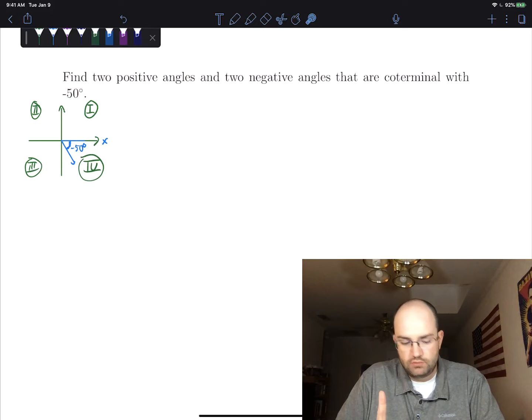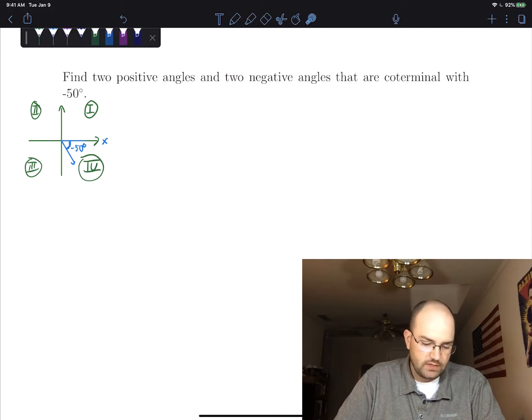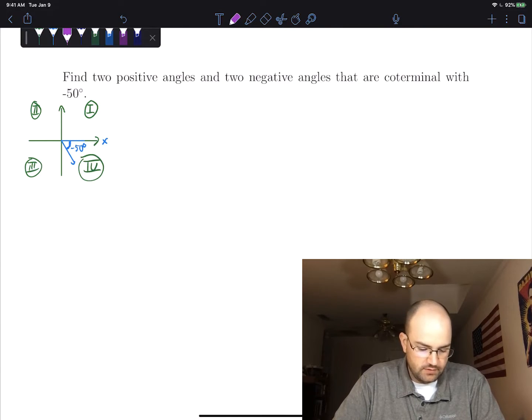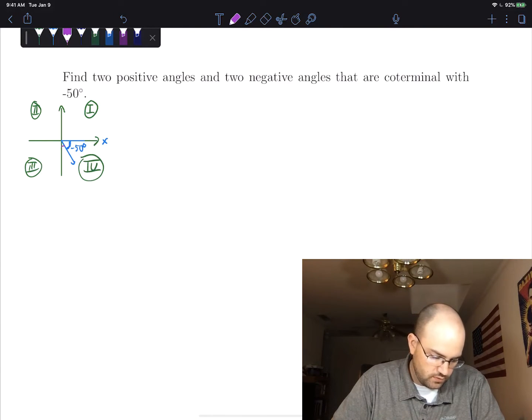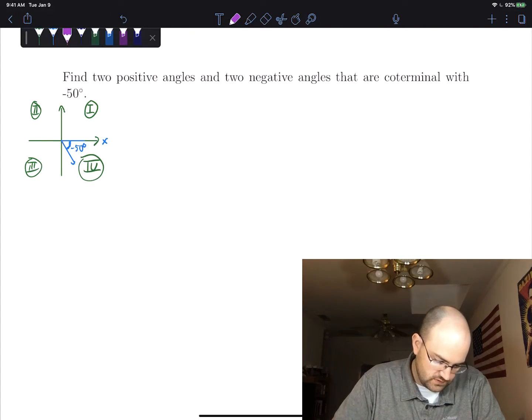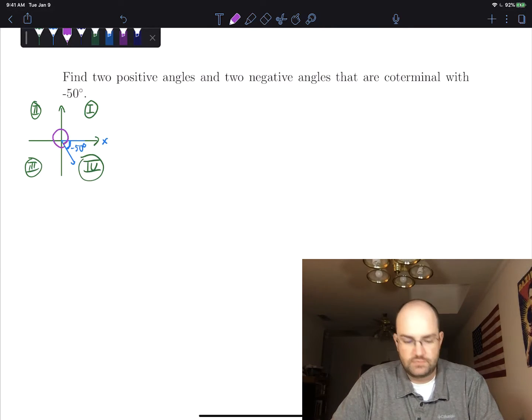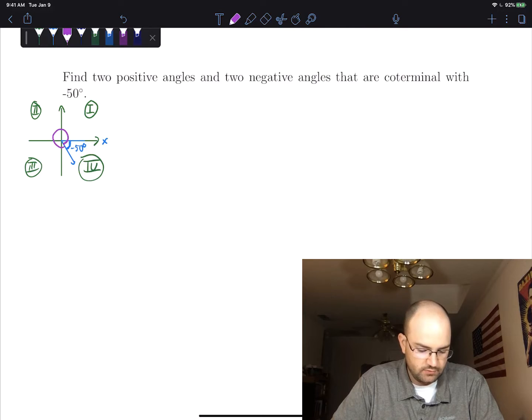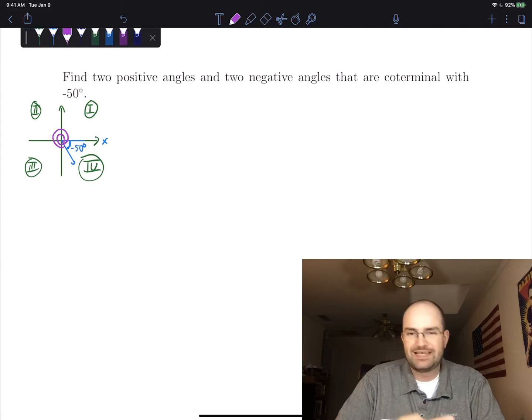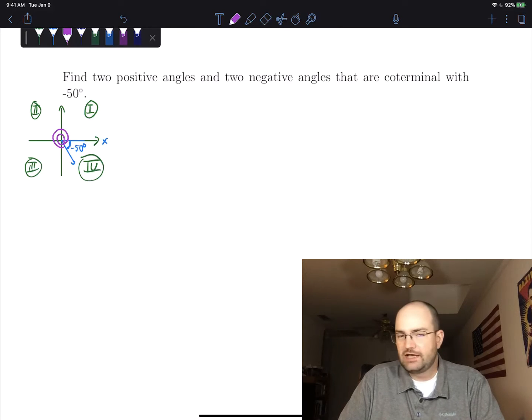Now, I want two positive and two negative coterminal angles. And what I can do is I can start from here and keep going in the negative direction there to get one more coterminal angle, one coterminal, and then keep going again, and that'll give us a second one. And the question is how do we do that?